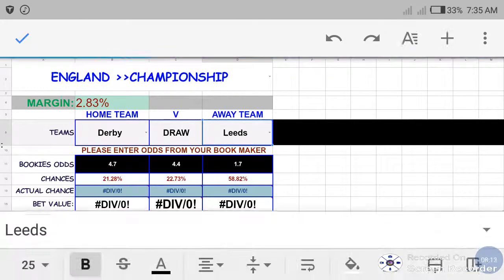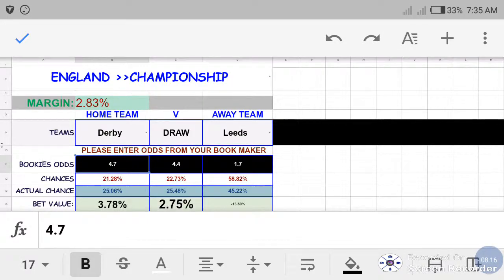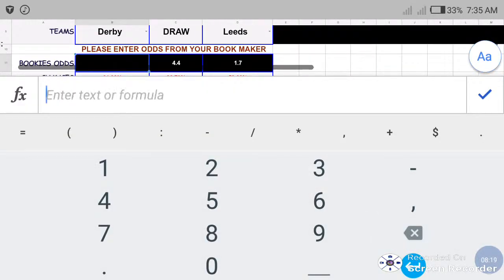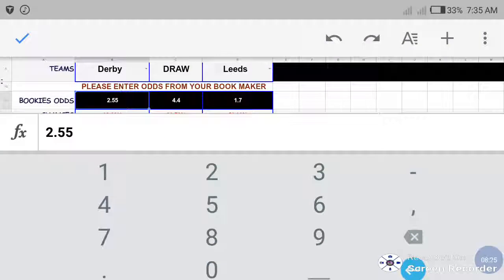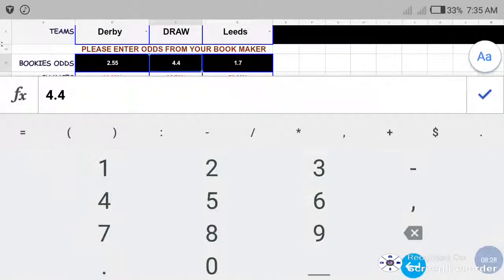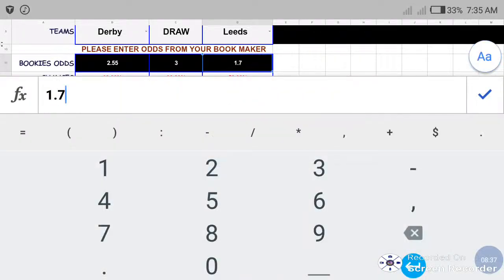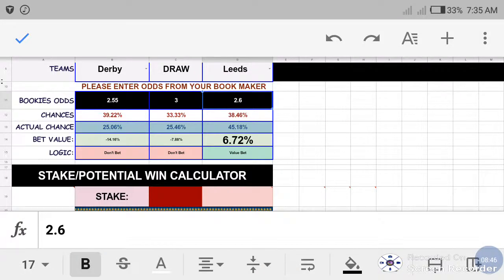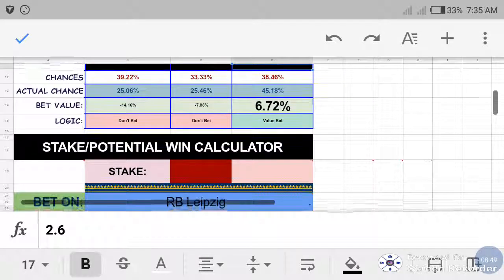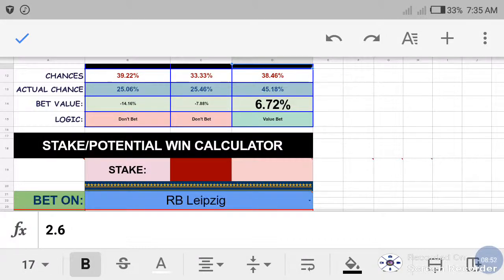Good. Derby County here at Futurebet is priced at 2.55. The draw is priced at 3.00, while Leeds has 2.60. So you can see, as usual, this is what the bookmaker thinks. Derby has 39% to win, draw 33, and Leeds has 38%.